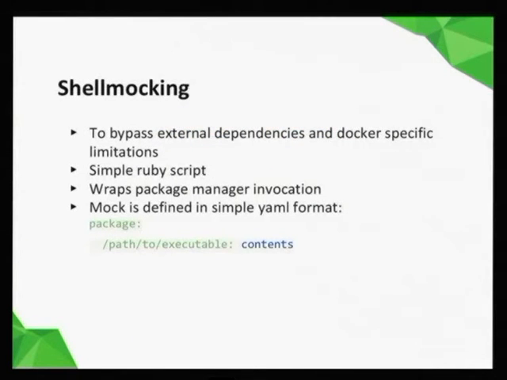Shell mocking. Developing this testing infrastructure, we faced the problems of external dependencies and some Docker-specific stuff. The way to solve it appeared to be relatively simple. We just mock the executables that are not working during converge and that are not important for the testing scenario. It's a simple wrapper script. It plugs in during the test instead of the package manager. Assuming that the mock is defined, it will be replaced with the defined mock. And given that there is no defined mock, it will just pass the call to the real package manager and everything will work fine. The format is really simple: the path to the actual binary or any kind of executable, and the mock contents.